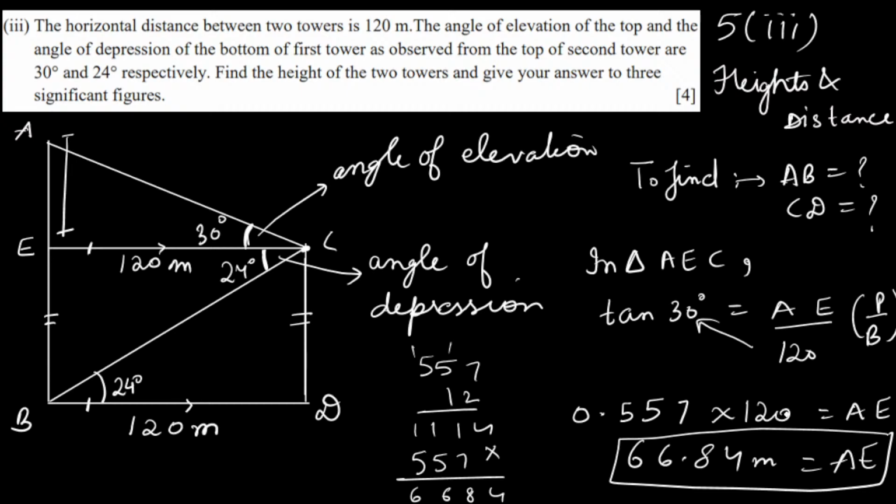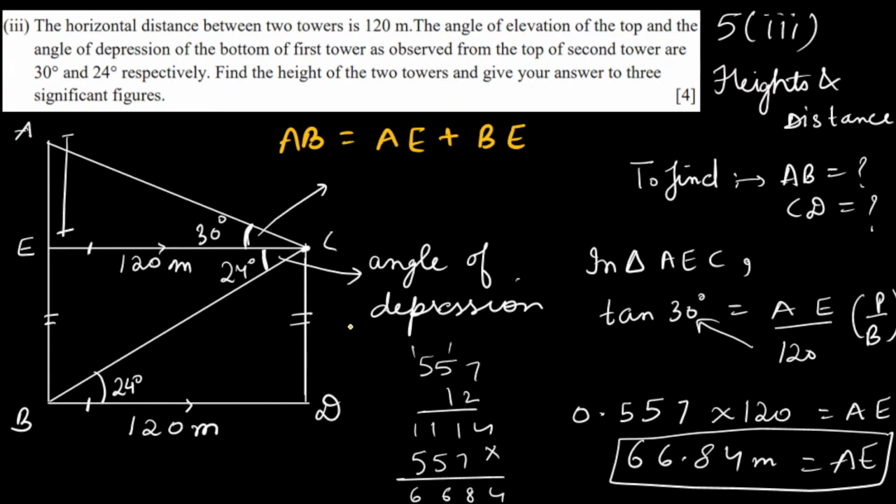We have found the length of AE, but we don't need AE here. We need AB. AB is actually AE plus BE. And BE we know is equal to CD, so we can do AE plus CD also, because I have already told you. Now let's find CD. CD is also the length of the second tower.